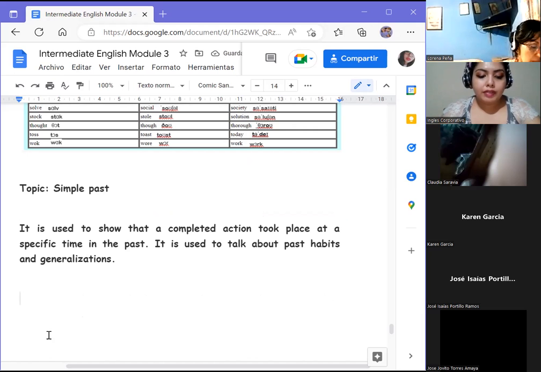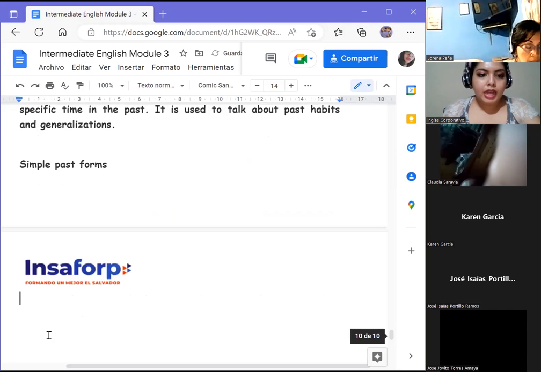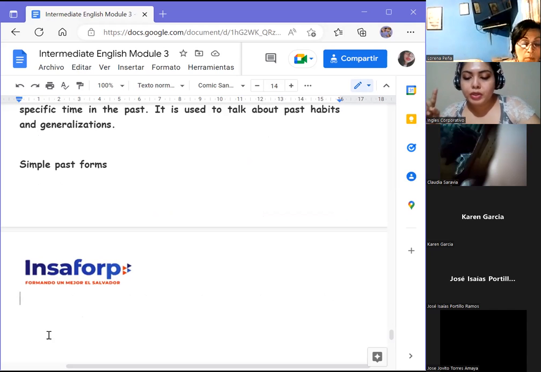So we are going to talk about simple past forms. And we have the simple past form uses verb plus ed. In addition, there are many verbs with irregular past forms. Questions are made with did and negative forms are made with did not.